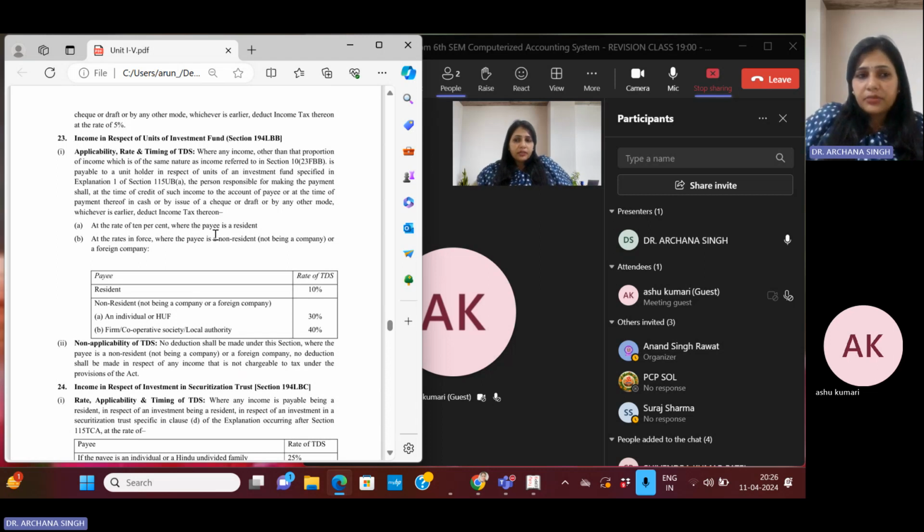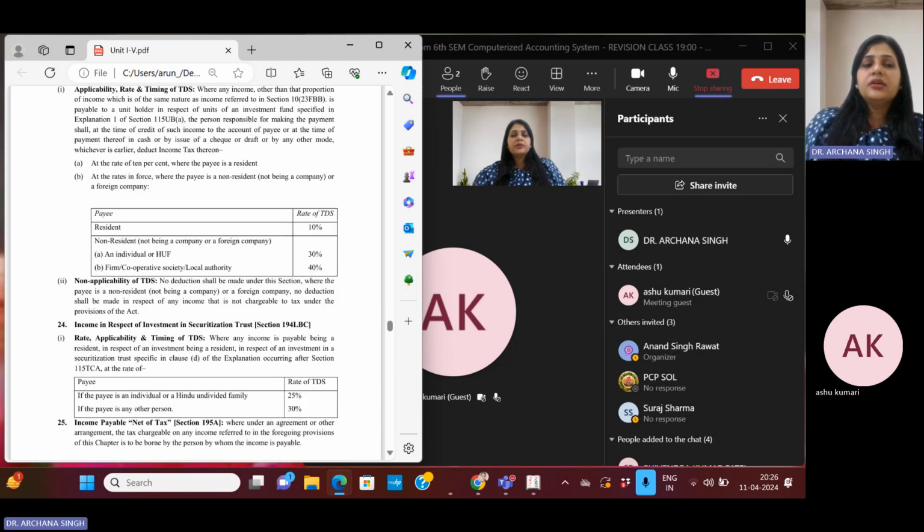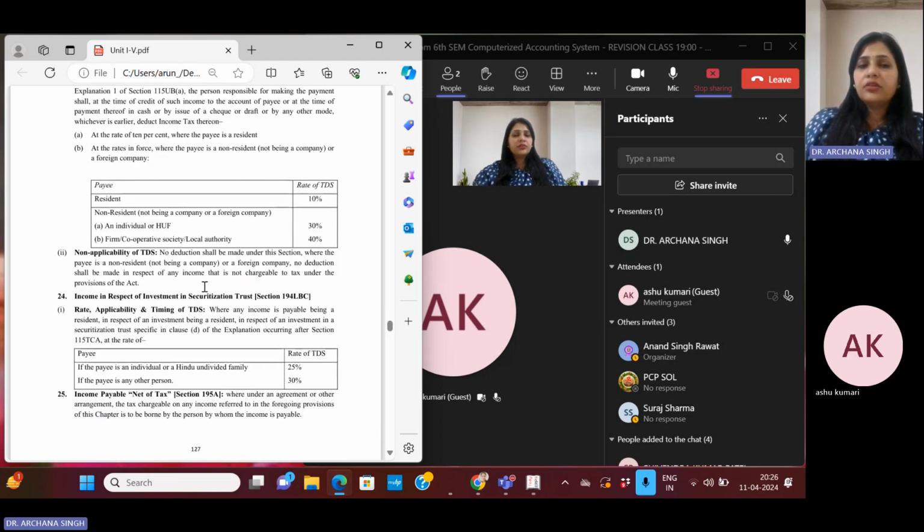अगर आपका payee resident है तो वहां पे 10% rate of interest से TDS करना है, and at the rate in force where the payee is not a resident, he is non-resident not being a company or a foreign company. So resident के case में what it is? 10%. Non-resident not being company or foreign company, in that case if it is an individual or HUF, 30%; firm or cooperative society or a local authority, it is 40%. Non-applicability कहाँ पे होगी? जहाँ पे payee is non-resident not being a company or a foreign company. जो payee है वो non-resident है या फिर foreign company है तो कोई भी deduction हम income में नहीं करेंगे.